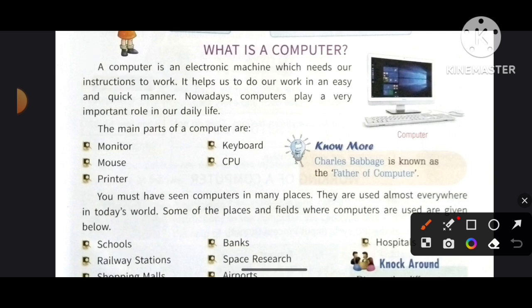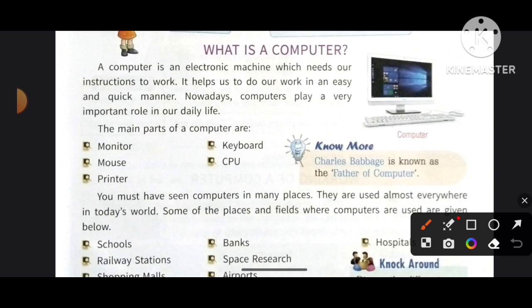So it needs instruction to work. Whatever instruction we put, the computer can execute and do our work. It helps us to do our work in an easy and quick manner, because humans can make mistakes but a computer cannot, since it is an electronic machine. Humans are not machines, so a computer is an electronic machine. It has 100% accuracy. Whatever instruction we put, it will reply accurately.